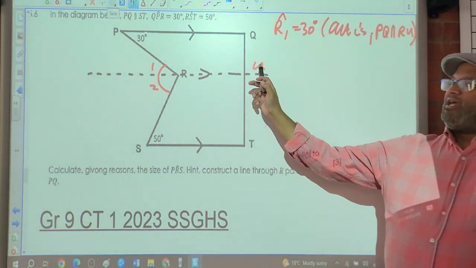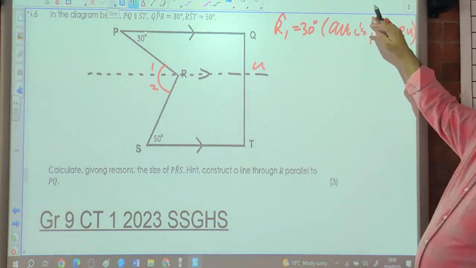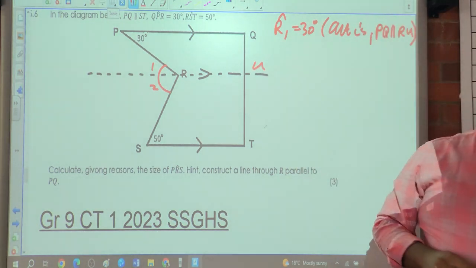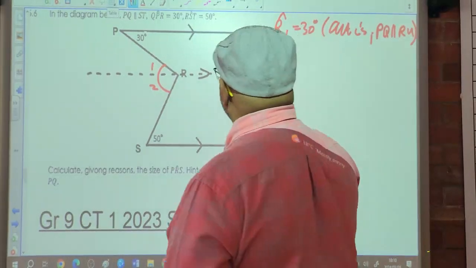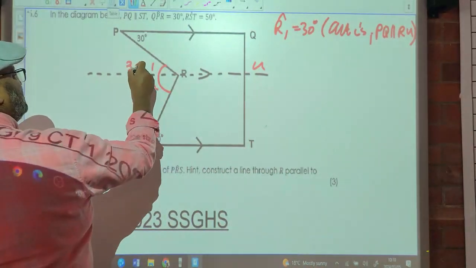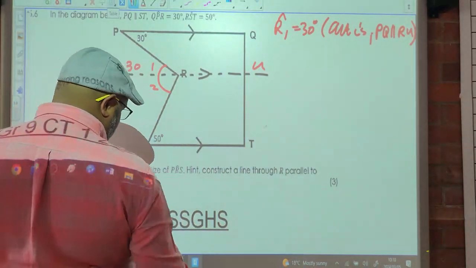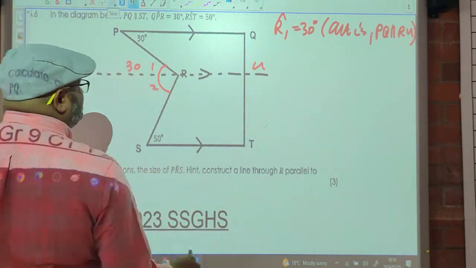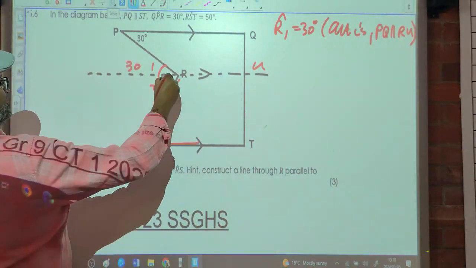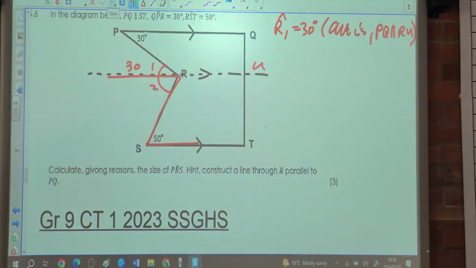Because there wasn't a label here, I could have just said alternate angles and left it out. Okay? So it's going to be 30 degrees. And then, of course, R2, how are you going to calculate it? Also alternate, 50 degrees. Not so?